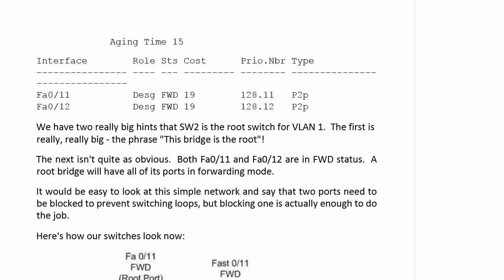Now, both of these ports are in forwarding mode, 11 and 12. That is another tip-off you're on the root, because a root bridge is going to have all of its ports in forwarding mode. And those ports will be named designated ports. That's just the root bridge behavior. We'll also see a designated port in our next lab, but do keep that in mind.